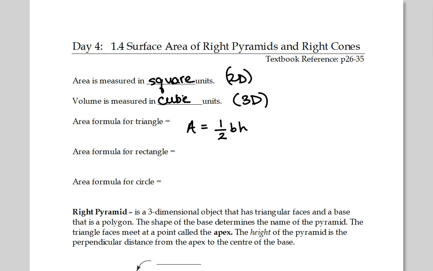And remember that we're talking about a perpendicular height. So let me just draw this for you. That was awful. Let me try that again. So you're looking for this height. That's what we're talking about. A dotted line typically with a right angle sign. That's what you're looking for.